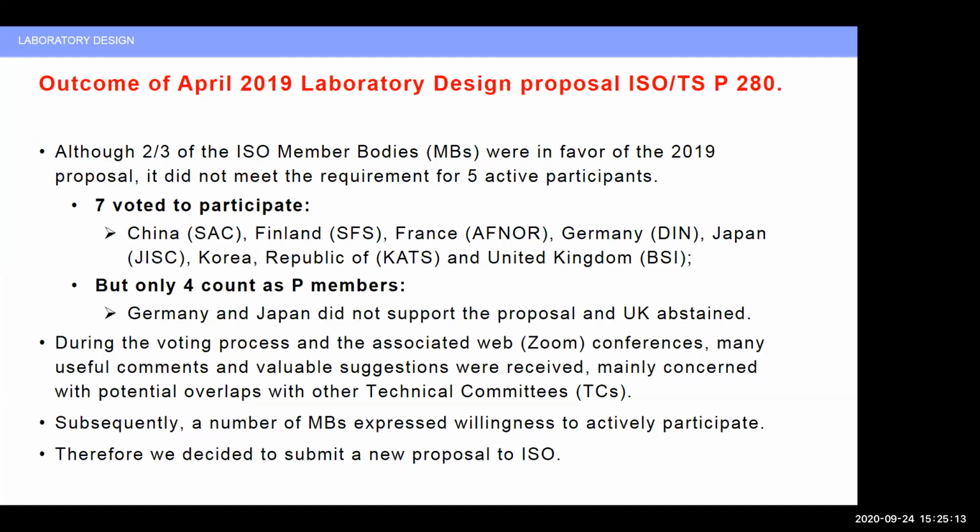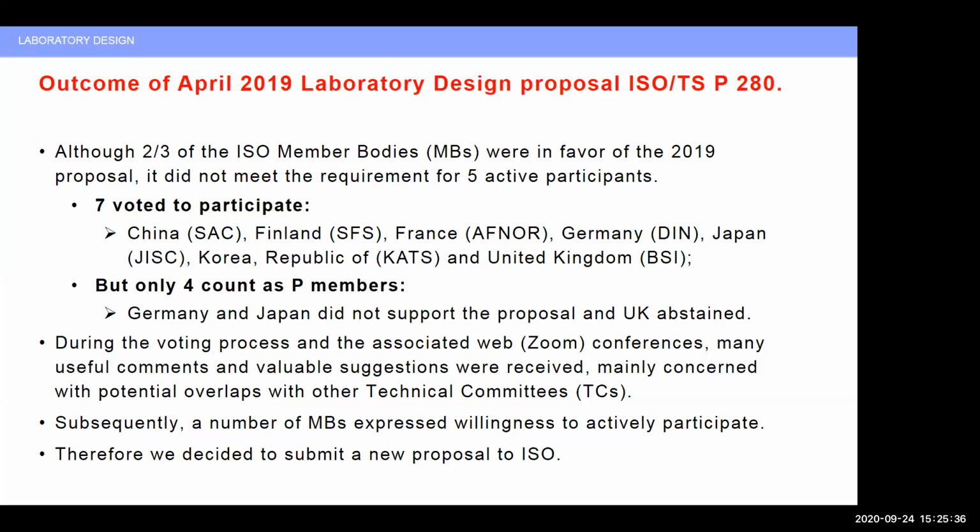So last year we received 7 ballots from countries who wanted to participate, but only 4 were counted, because Germany and Japan did not support the proposal and UK abstained. So we had the commitment from China, Finland, Republic of Korea and France.